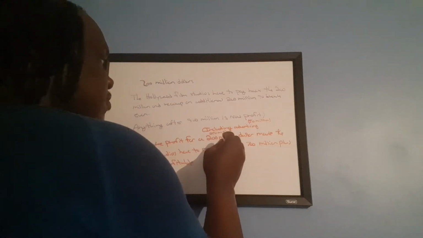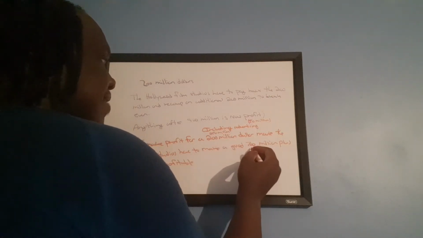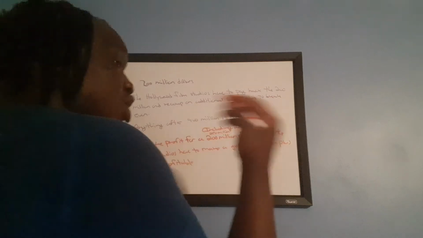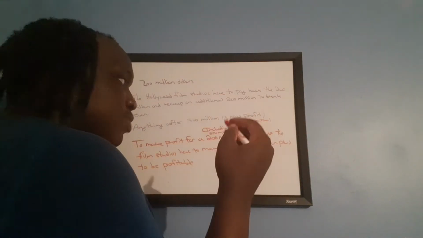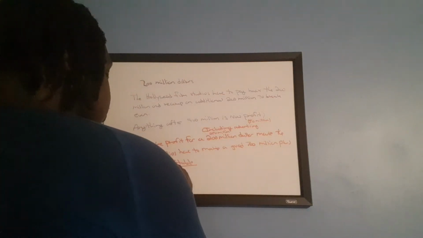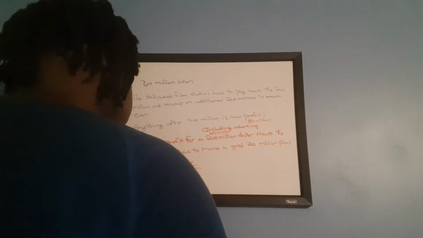If a movie's made for 250 million, the company's expecting to make a good 700 million plus, 700 million plus to $1 billion, $900 million, to be profitable. See what I'm saying here?